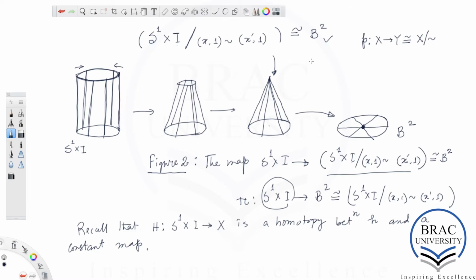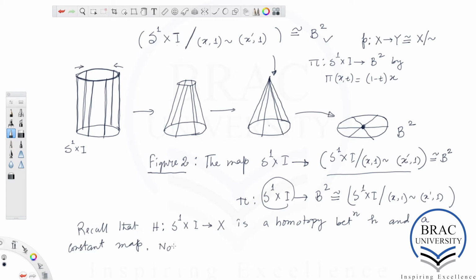And what was pi? Pi was a map from S1 cross I to the unit ball, right? Given by pi of (x, t) is equal to (1 minus t) times x. So this was the definition of this quotient map.